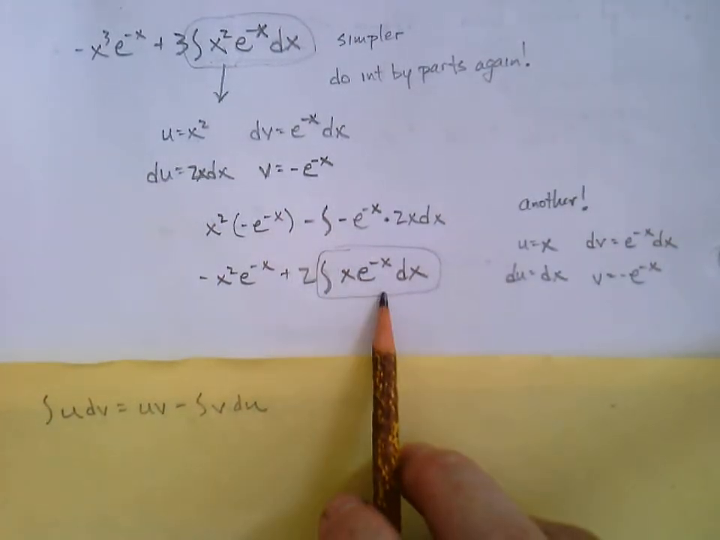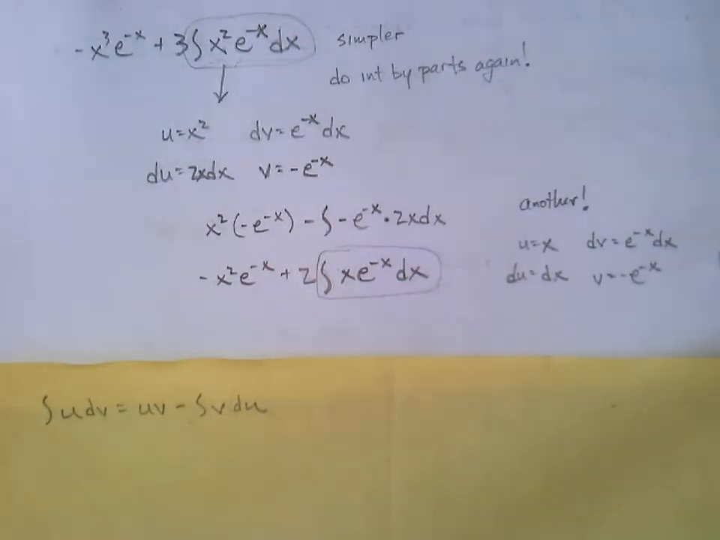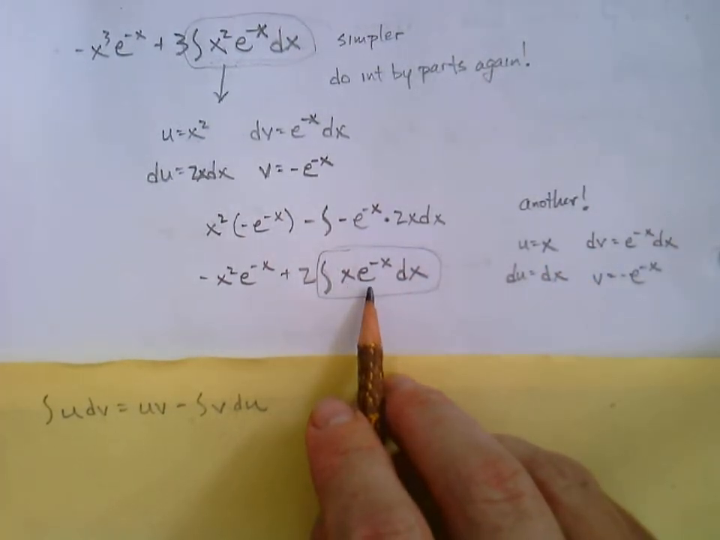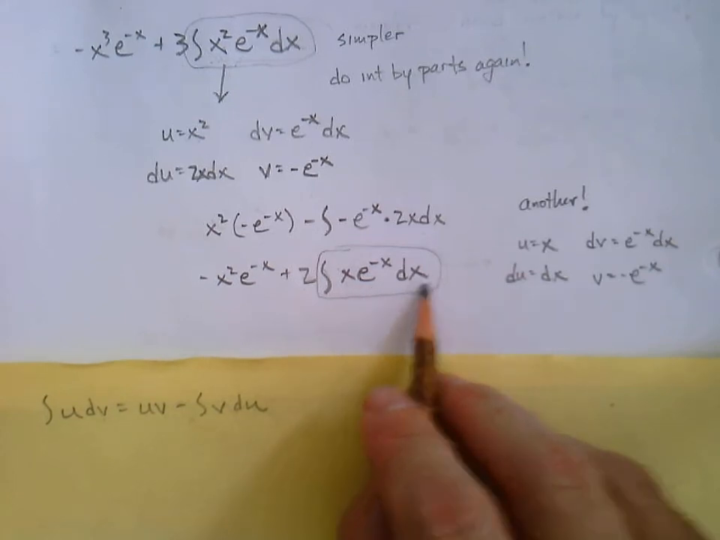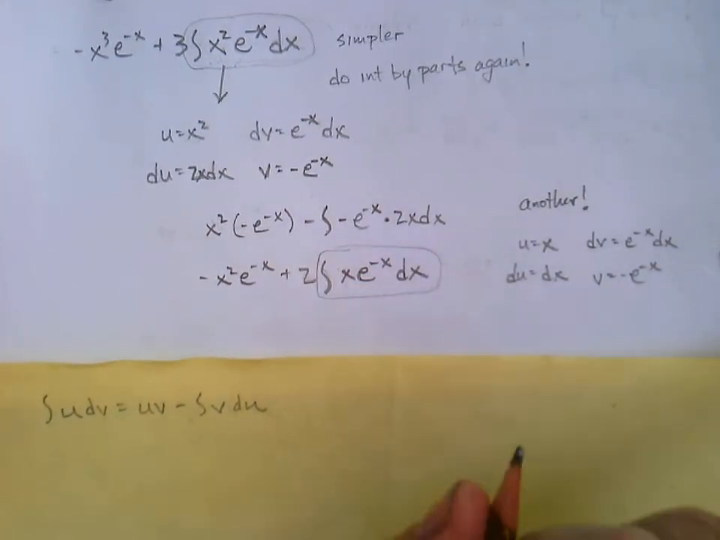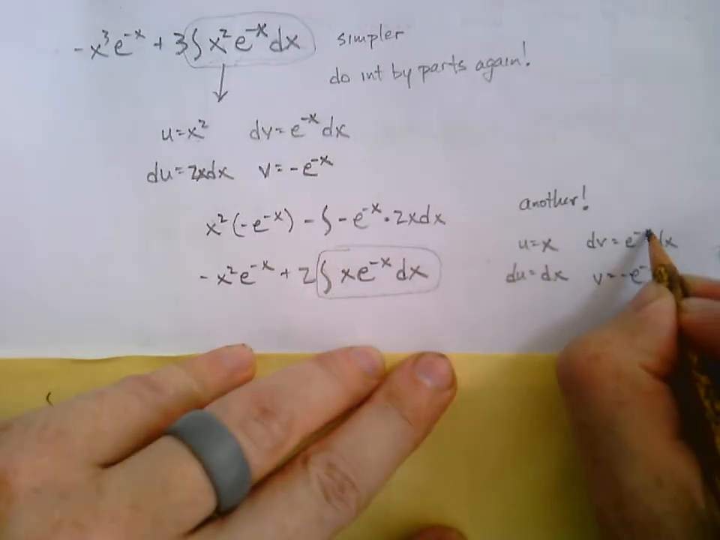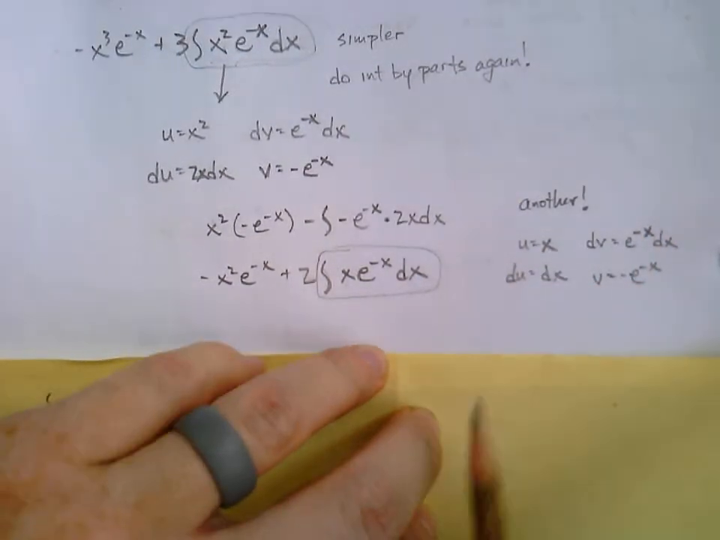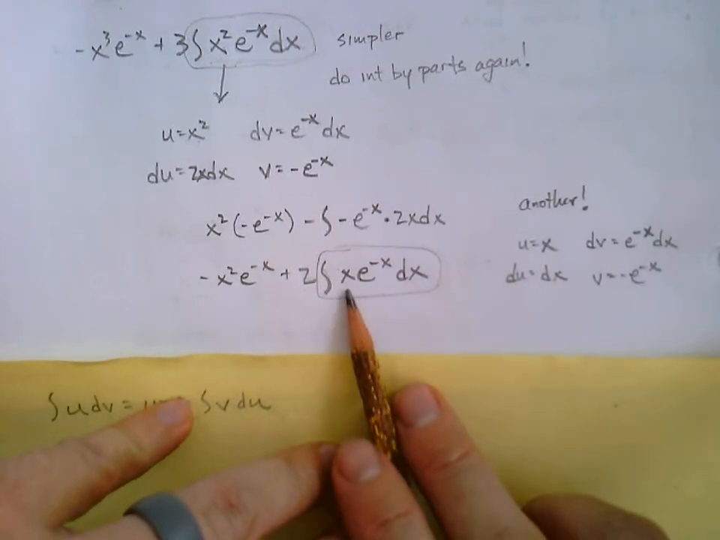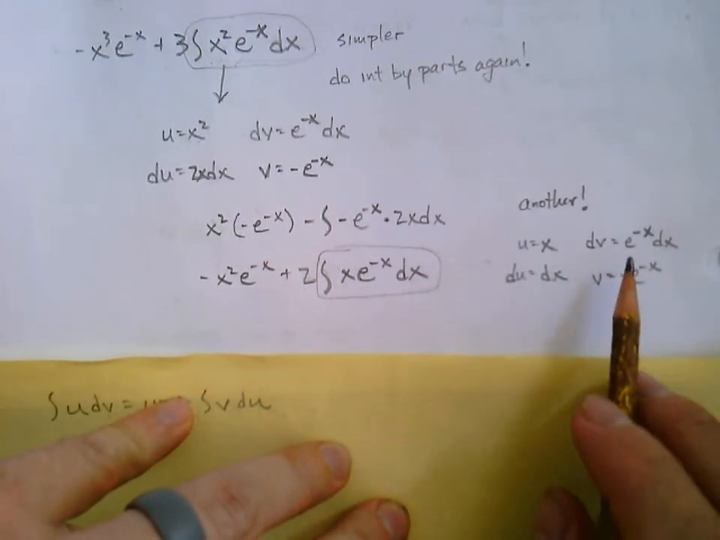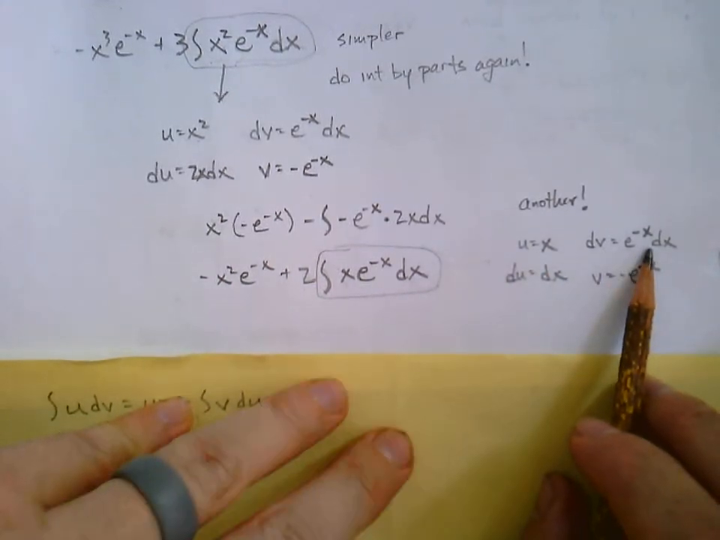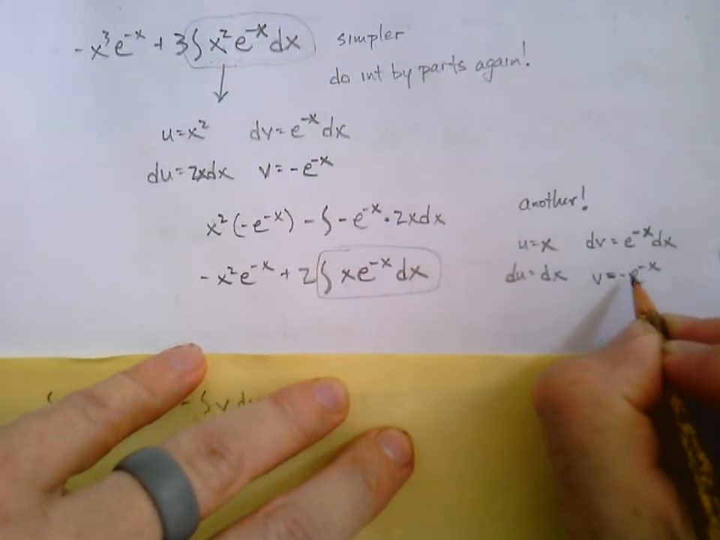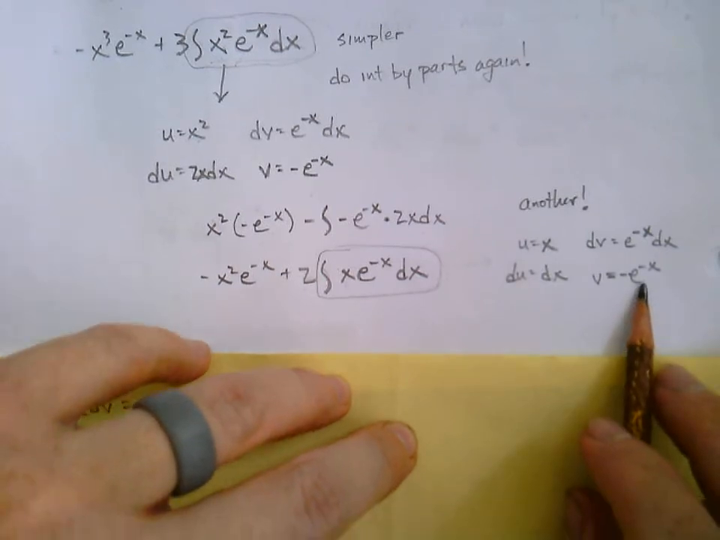Okay, right here, I've got it on the side. Again, we're being consistent. We're going to pick u to be x and dv to be e to the negative x dx, which you see right here. So if u equals x, then du equals dx. dv is e to the negative x dx. It's that same antiderivative now a third time, negative e to the negative x.